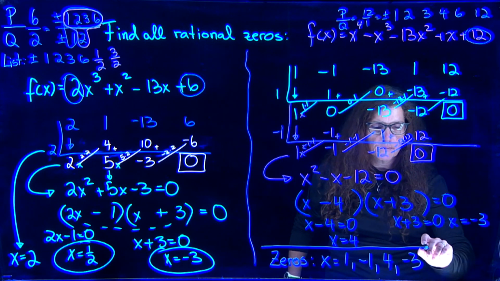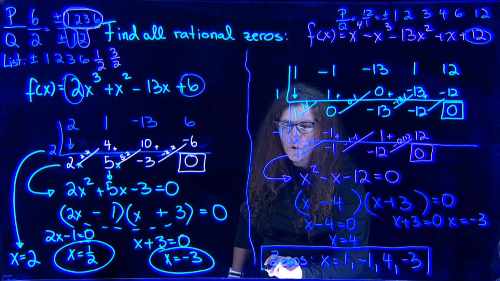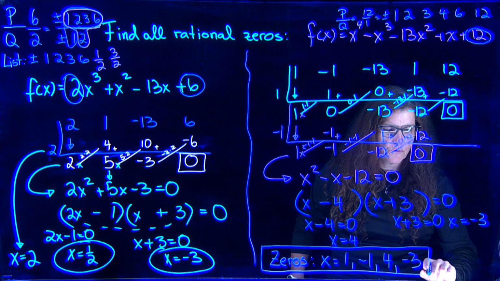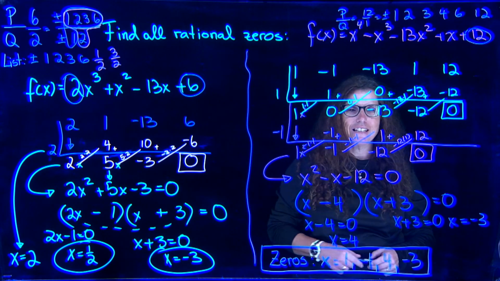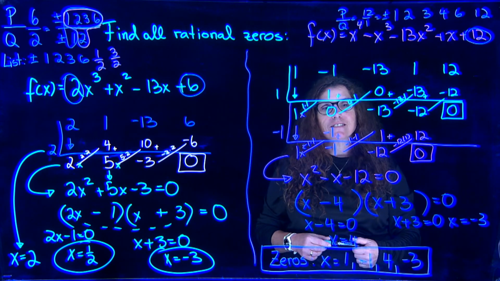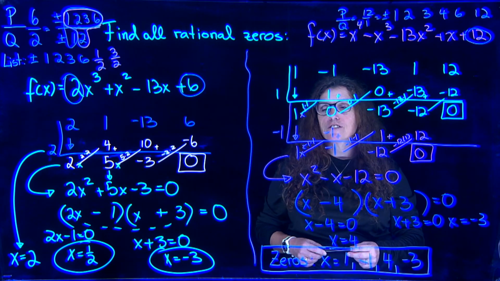Here you go. We found all 4 zeros. That, if we were to graph it, is where the graph crosses the x-axis. That's it. Finding rational zeros.